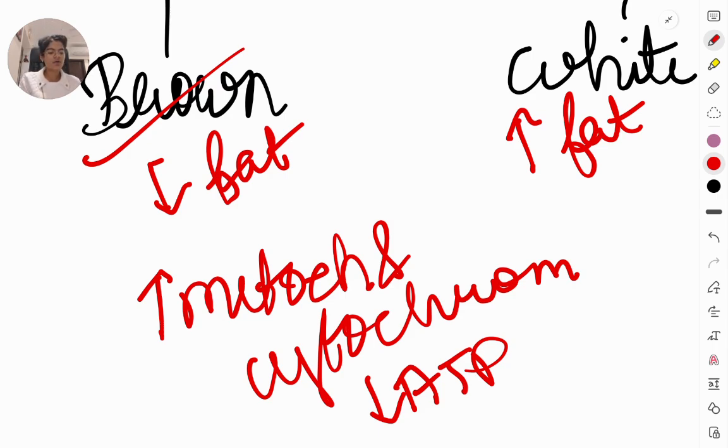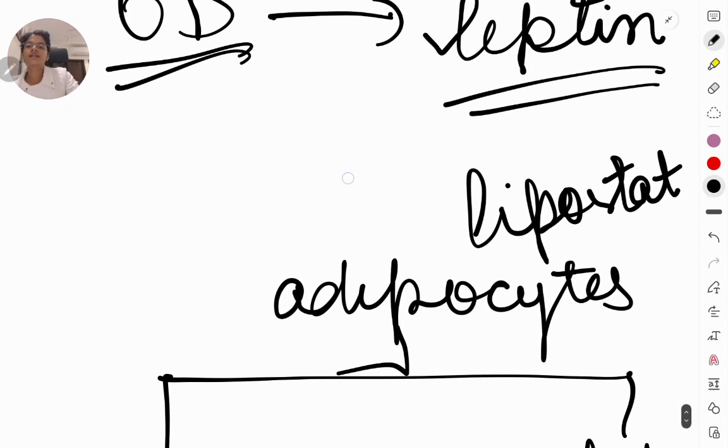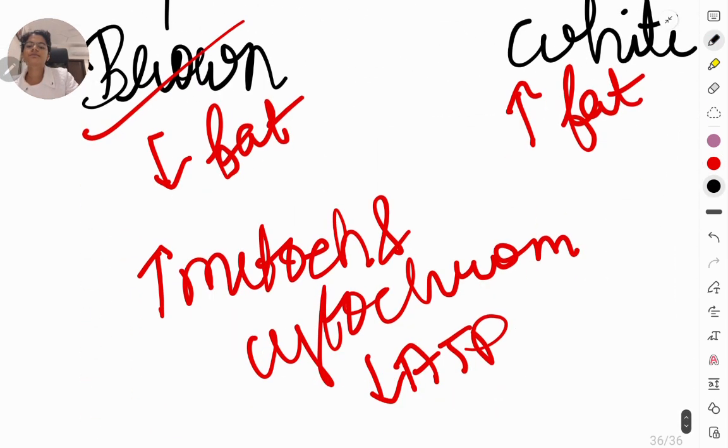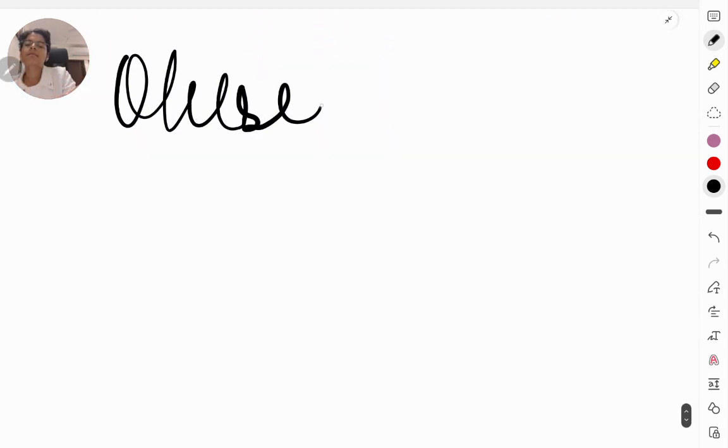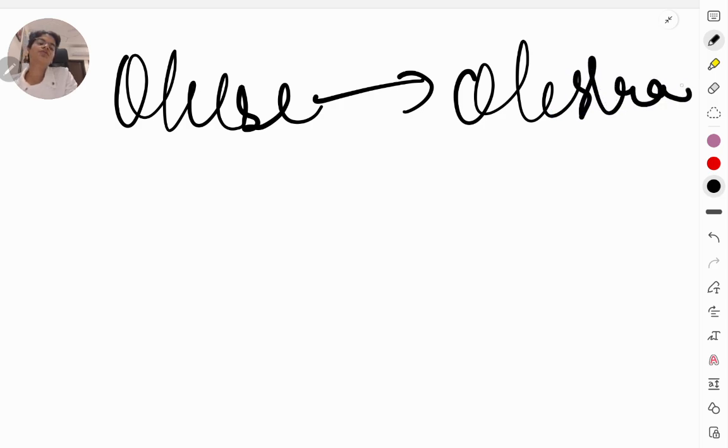Yeah. So now, if there is an obese person, then what is its treatment? So there is a drug called Olestra. Olestra is the drug for the obesity. Give Olestra to those who have obesity. O for obesity, O for Olestra.